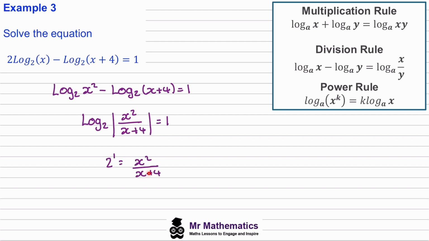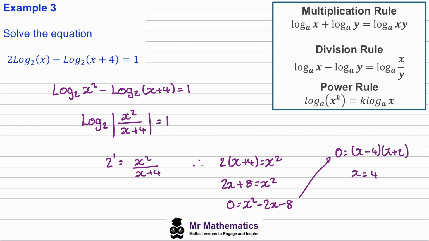We'll move this denominator to the left-hand side. We'll expand out the brackets, and then make it equal 0. We'll move the 2x and the 8 to the right-hand side. Then we can factorize this. So x is equal to 4, and x is equal to negative 2.